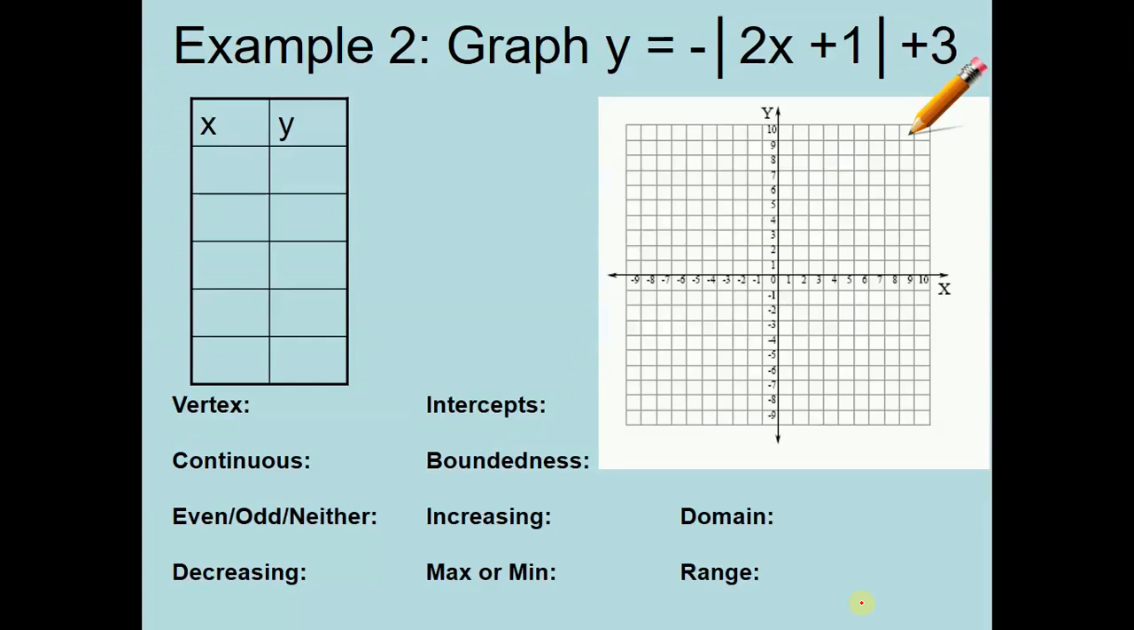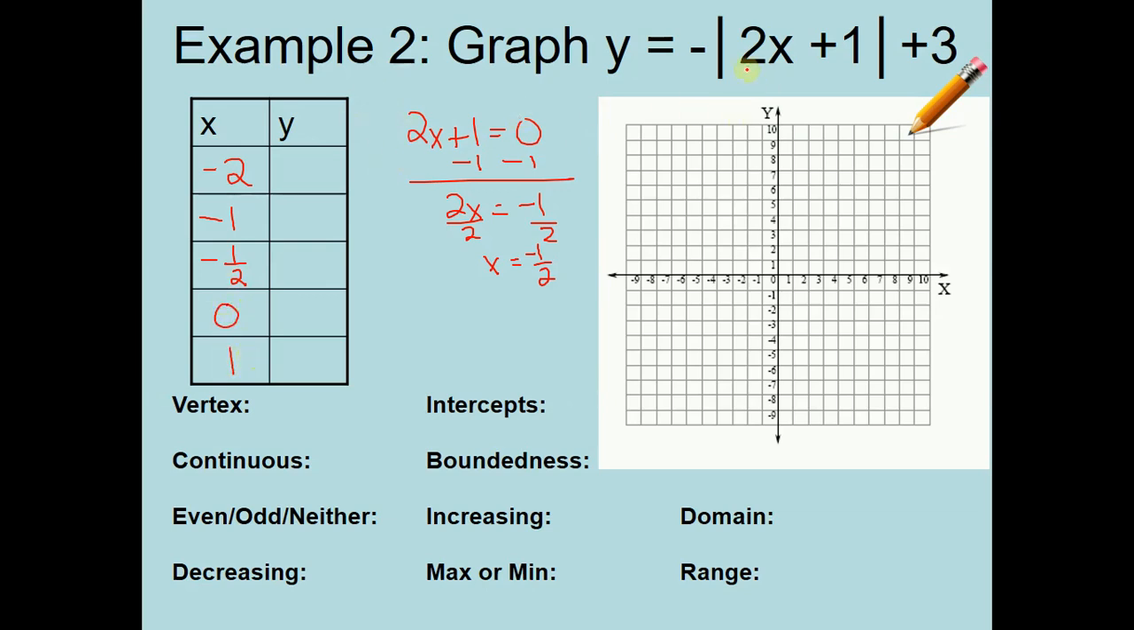Let's try another one. Let's set what's inside here equal to 0. Subtract 1. Divide by 2. I get negative 1/2. So that's my x value. Let's go ahead and put some values around him. Let's go negative 2, negative 1, and then I'm going to start counting by full ones: 0 and then 1.